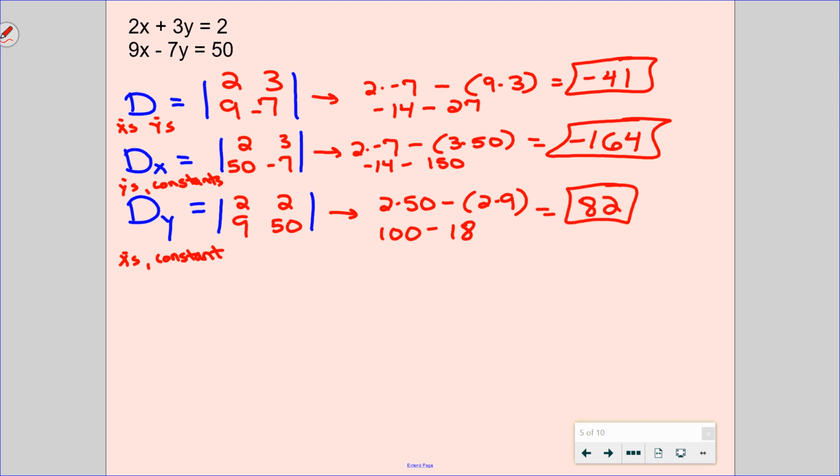We get 100 minus 18, or we come up with the final answer to be just a regular positive 82. So once you do those calculations, our goal now is to, in some way, shape, or form, use those to find x.